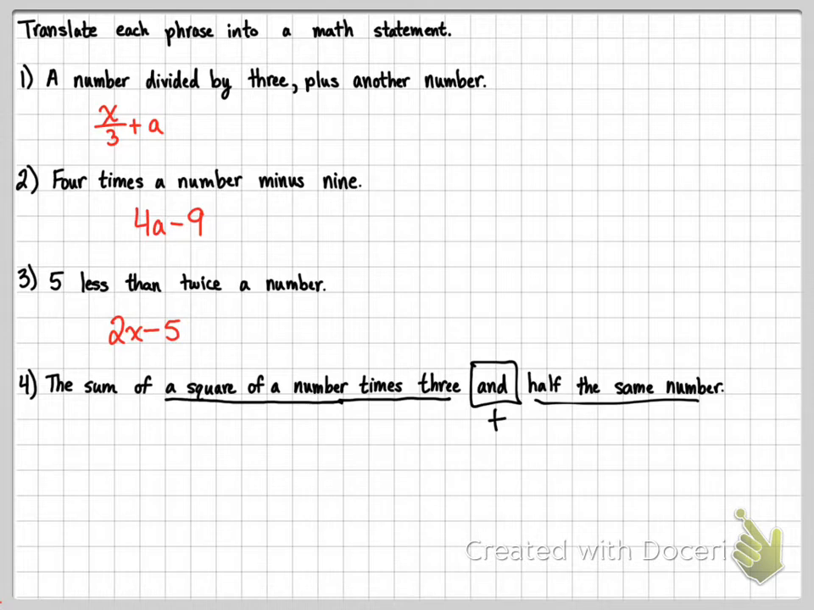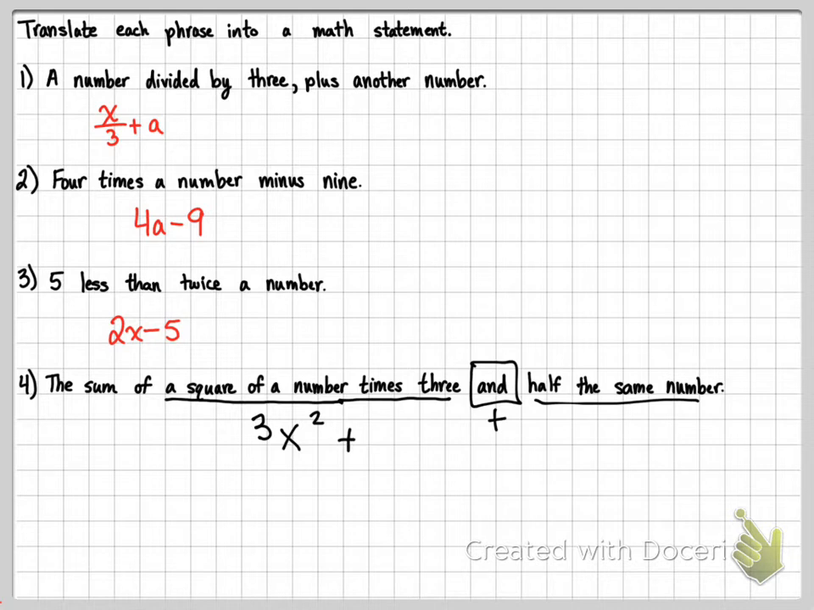Okay, a square of a number times 3. Well, a square of a number is something like x squared. That's a square of a number. We don't know what the number is. We could have said a squared. Times 3, we're going to put the 3 in front. And we know it's plus because this said sum of. If that said difference of, this "and" would be subtraction. So this part at the front tells you what this "and" is going to be, okay? So plus half the same number. See, they said same number, so we're still going to use x. So half the same number.